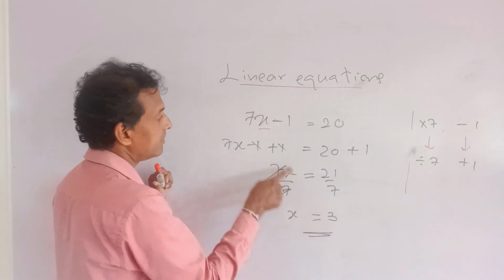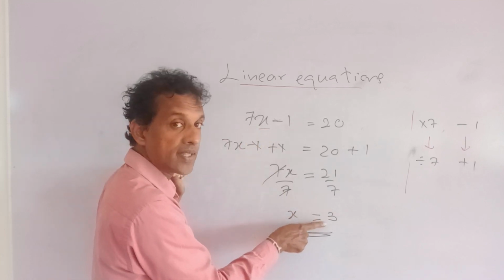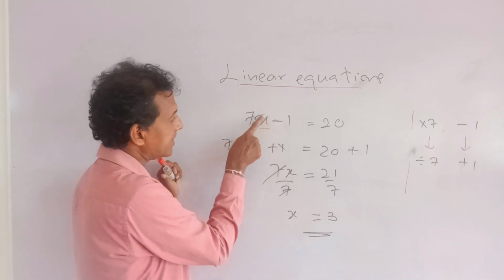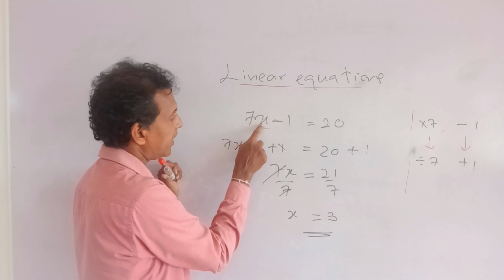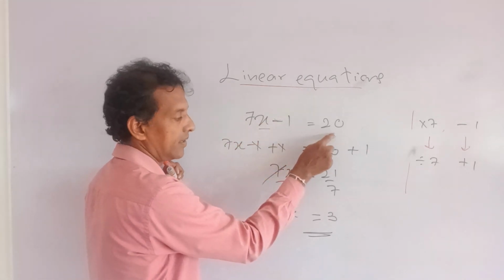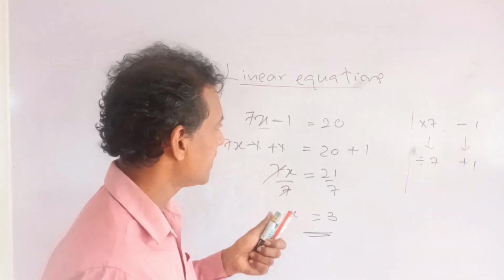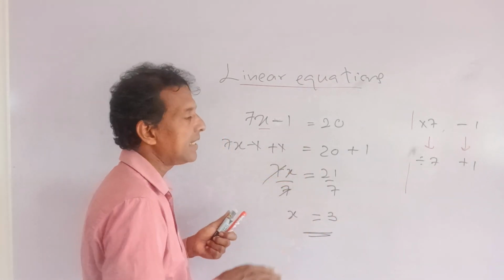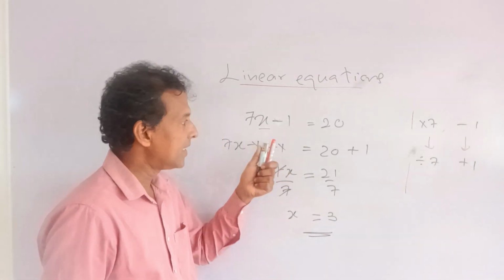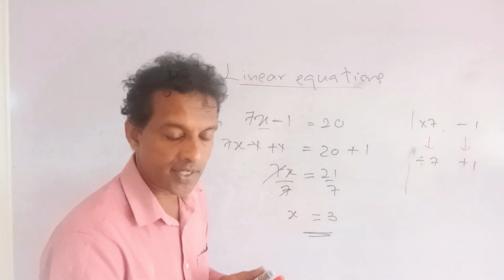So we can make sure the answer is correct. X is 3, so 7 times 3 is 21. 21 minus 1 is 20. So the answer we have obtained is correct. So this is how we use the inverse operation to solve linear equations. Now we will move on to another type of equation.